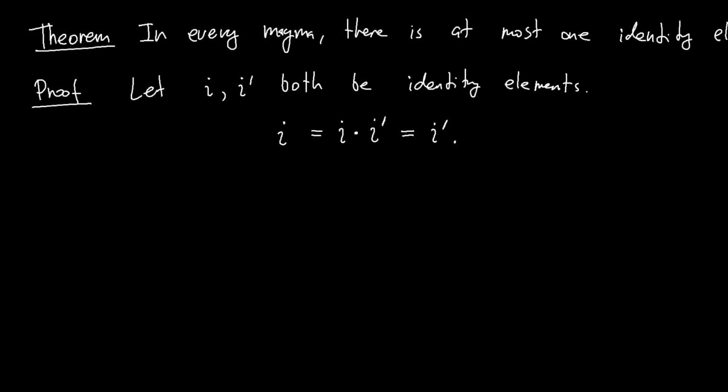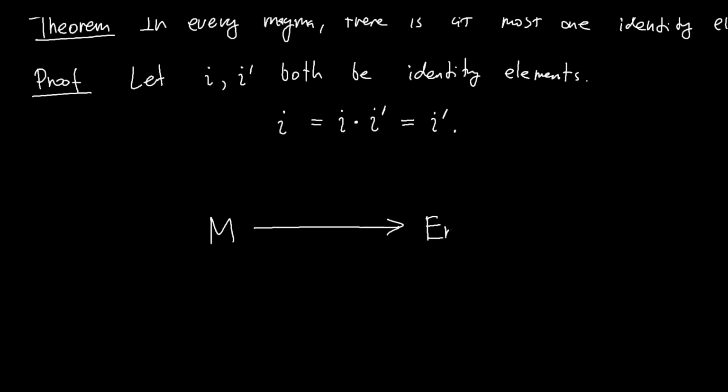Okay, now there's something interesting we can do about a magma. We can take a magma M and map it into another magma, well, at least try to map it into another magma, which has a very interesting structure. I'm going to call it End(M). This notation stands for endofunctions of M. In other words, they are functions from M to M.